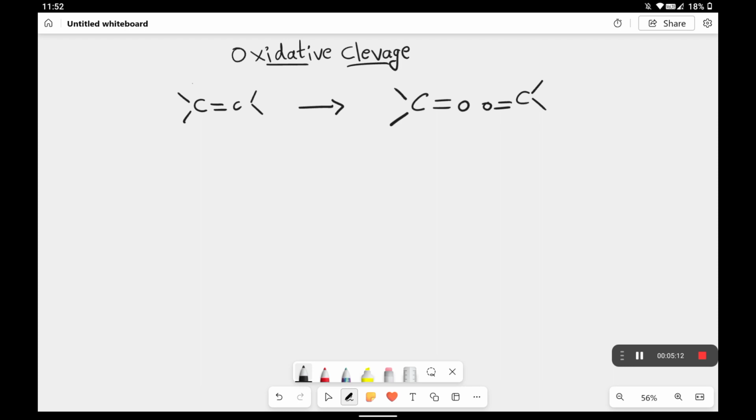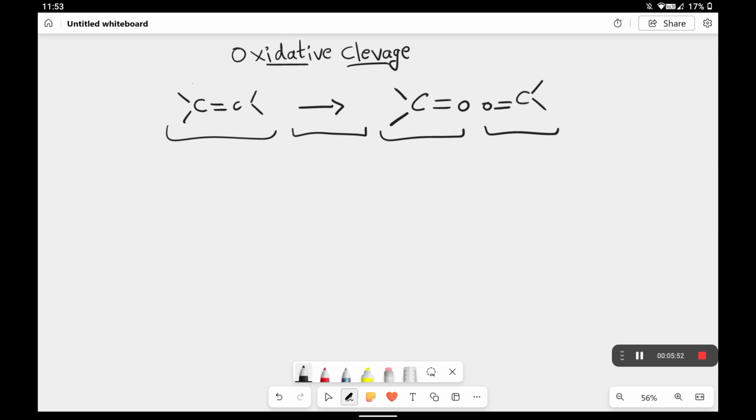There are many reagents available to do the oxidative cleavage. In the general reaction you can observe here, we have taken an alkene and we add the oxidative reagents. The carbon-carbon double bond breaks and leads to the formation of two different compounds. This is called oxidative cleavage reaction. Here we use oxidative cleavage reagents, and there are plenty of reagents available.